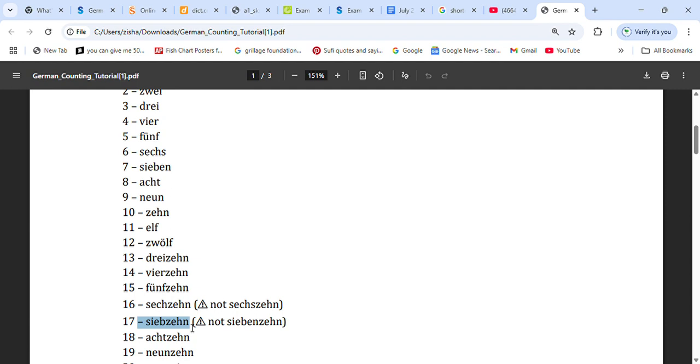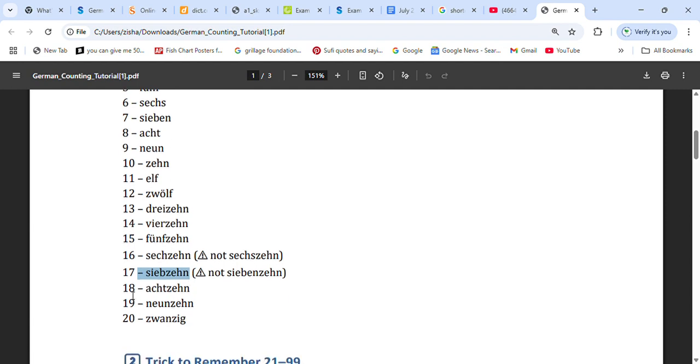Okay, siebzehn. Perfect. Similarly 18, it is very easy. Just accept these two numbers are exceptions. Otherwise everything will be as it is. 8 we write acht, and 10 we write zehn: achtzehn. Perfect. 19, neunzehn. 9 is neun, and 10 is zehn. Neunzehn. Perfect. 20 is zwanzig.